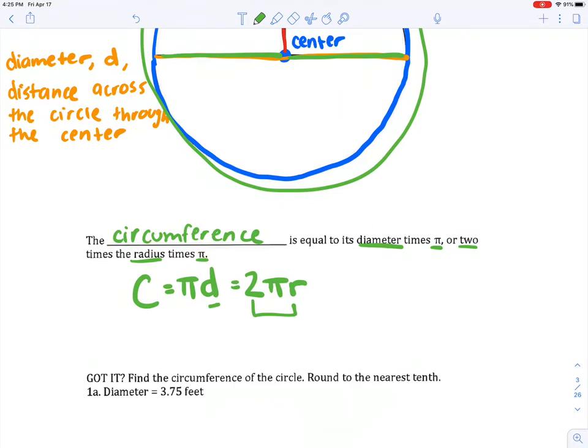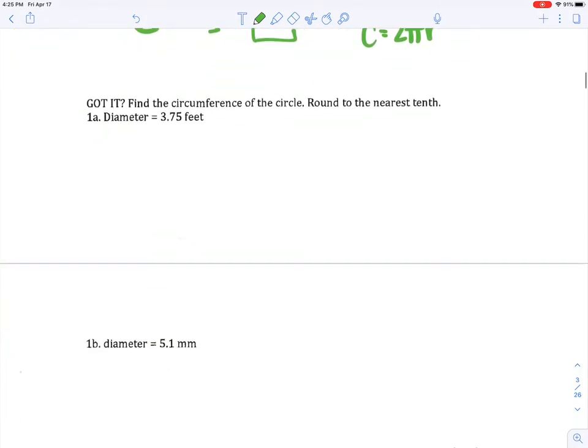So since you have two separate formulas that are both equal to circumference, you can use them in different sorts of problems. If the problem gives you the diameter, I would use the first one. If the problem gives you the radius, I would probably use the second one. It says, find the circumference of the circle and round to the nearest tenth.